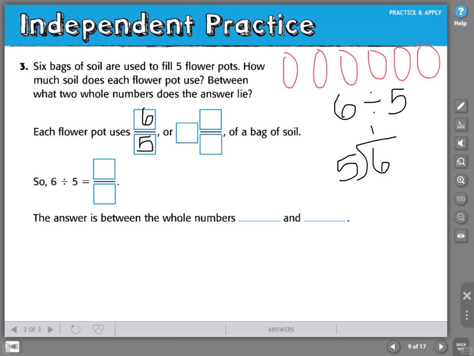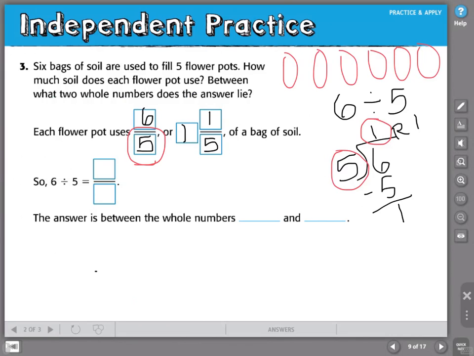I know 5 can go into 6 one time, and that would be a remainder of 1. So 5 goes into 6 one time. So we have 1 whole. And we have 1 part left. What size are our parts? They are fifths. So another way to write 6/5 is 1 1/5 of a bag of soil.